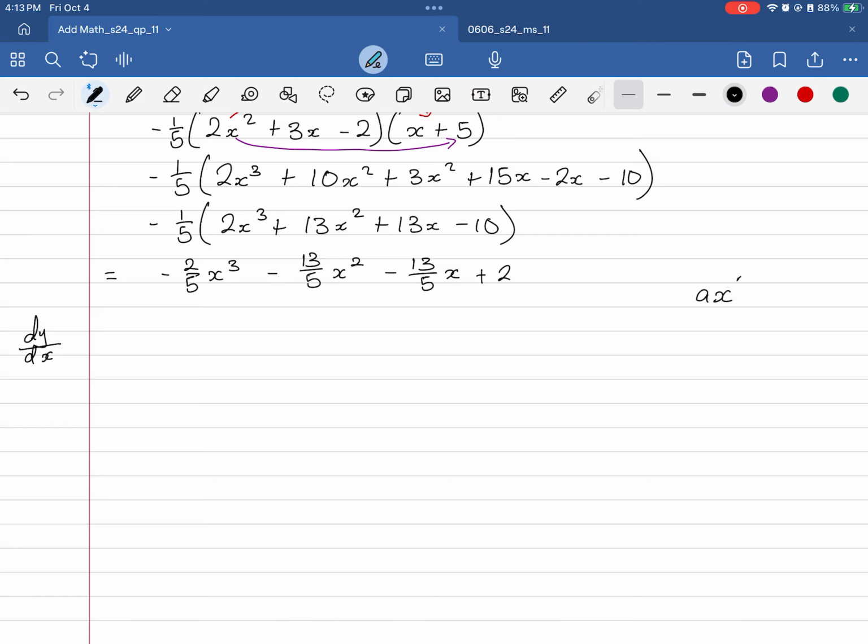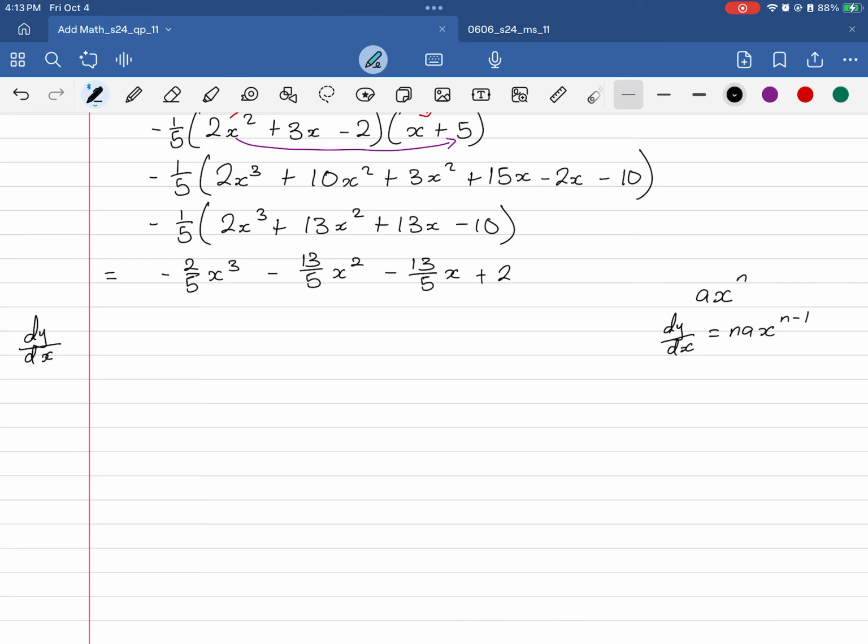So to find the derivative of this in terms of x, you would multiply the power by the coefficient, and then you subtract 1 from the power. So that's basically what you're going to do for each of these.